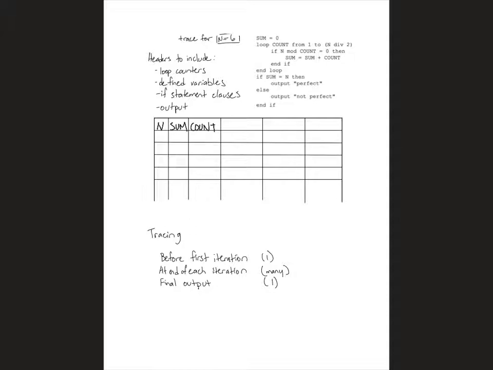We have an if statement clause. So we finish our loop counters, we finish our defined variables, we have our if statement clause, in this case, n mod count equals 0, which would be this whole part. We also have another if statement clause, which is sum equals n, and then finally we have our output. And you should always have an output at the end. That'll be very important.